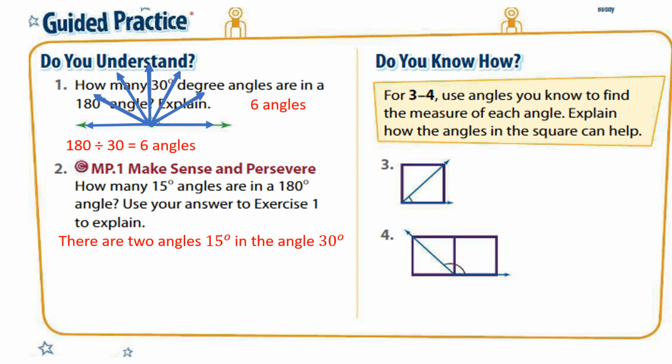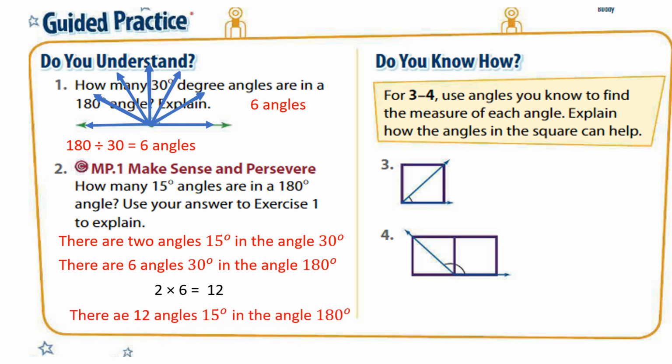Also, in question number 1, there are 6 angles of 30 degrees in the angle 180 degrees. And as I said, there are two angles of 15 degrees in the angle 30. So here what will I do? Just multiply 2 by 6 to get 12. That means there are 12 angles of 15 degrees in the angle 180 degrees.